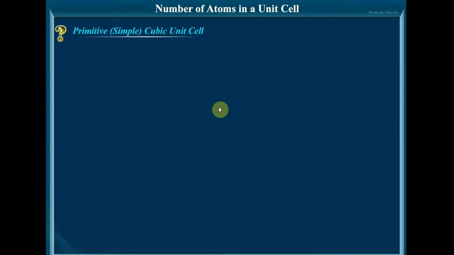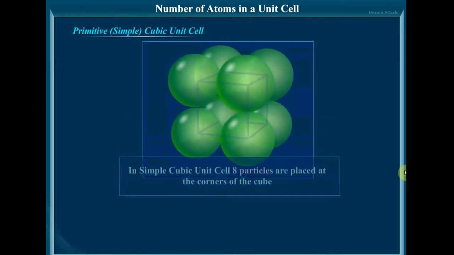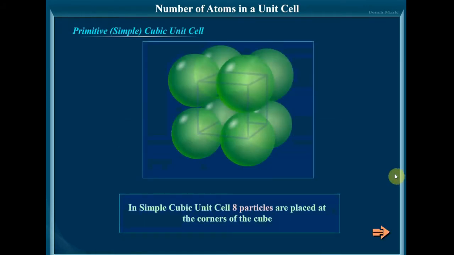We are going to first calculate how many atoms are there in a primitive, simple cubic unit cell. In this type of unit cell, as I mentioned earlier, there are 8 atoms at the corners. In a simple cubic unit cell, 8 particles are placed at the corners of the cube. The particles represented earlier were not close together, but here the particles are close together. This is the actual arrangement of particles that you're seeing now.